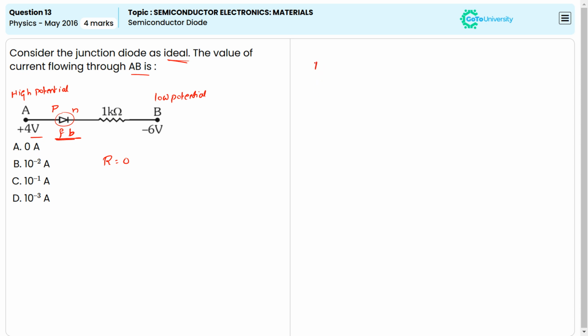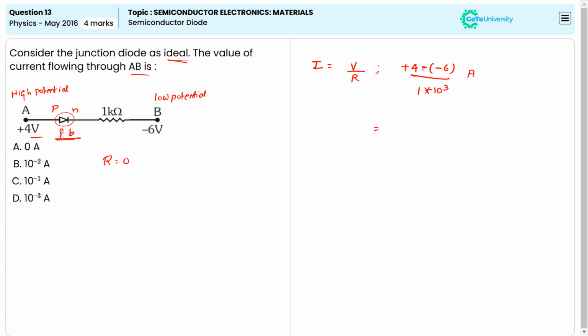Then we can write the current I is equal to V by R. And V is equal to what is given, plus 4 minus of minus 6, divided by the R value given, that is equal to 1 kilo ohm. 1 kilo means I'm going to write it as 1 into 10 to the power of 3. That is current, it is in terms of amperes.